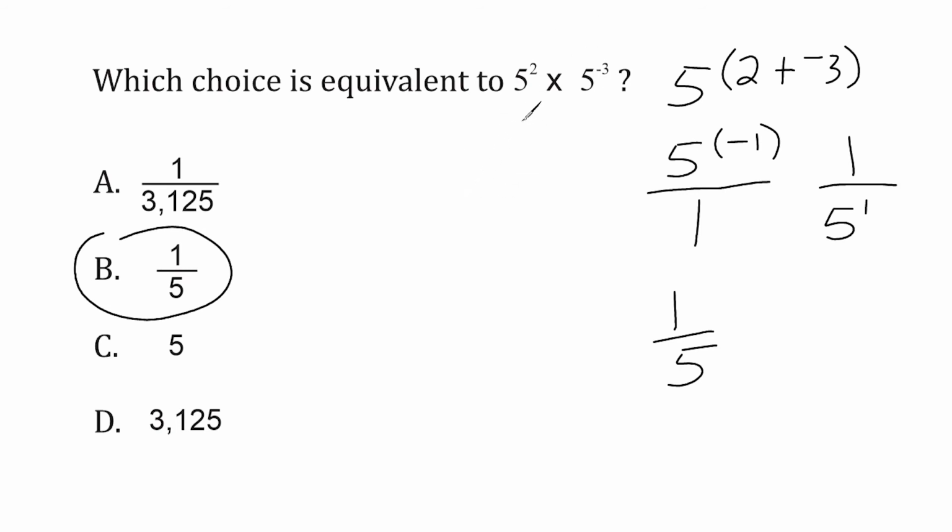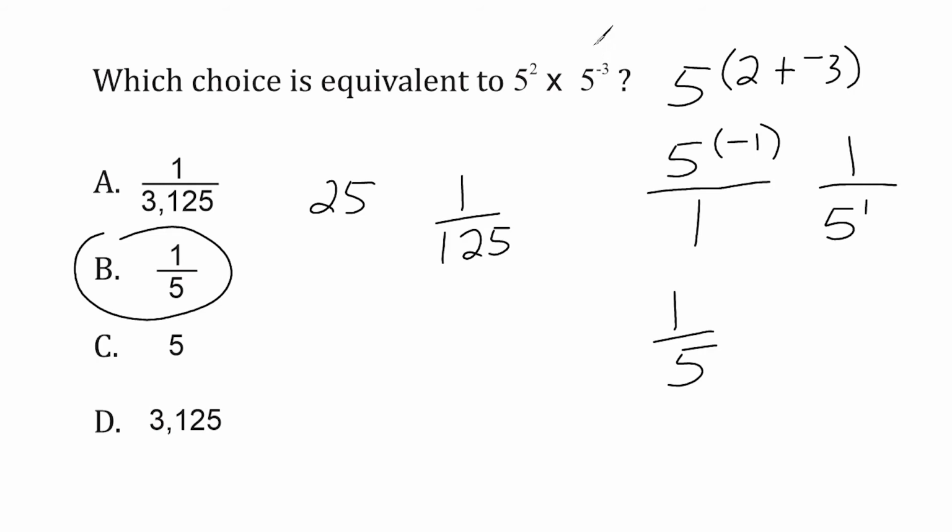Now, another way we could have done this, although I would not recommend it, but sometimes doing things an alternate way will give you deeper understanding. You could have taken 5 to the second power, which is 25. And then you could have taken 5 to the third power, and ignore that negative for a moment, which would be 125. But then you would write it as 1 over 125.